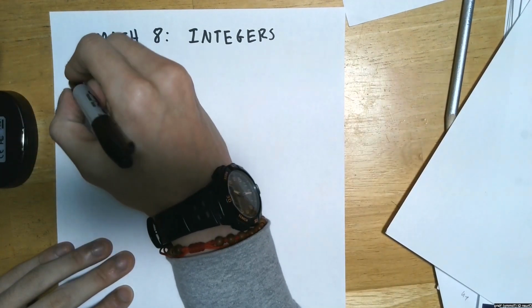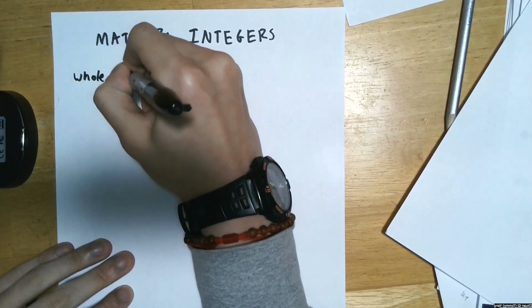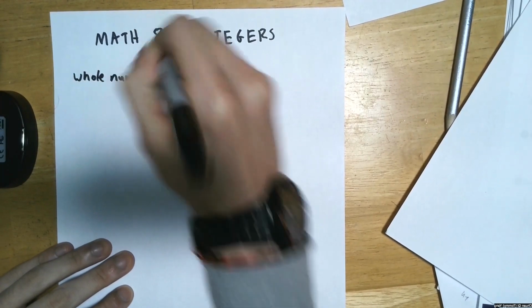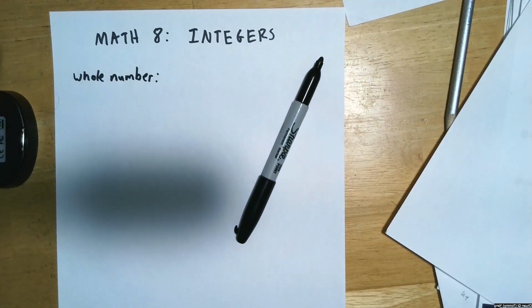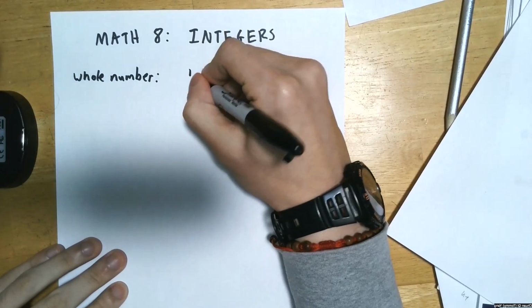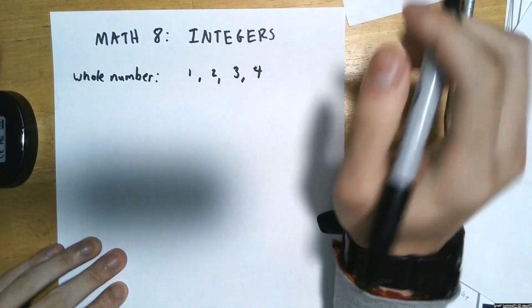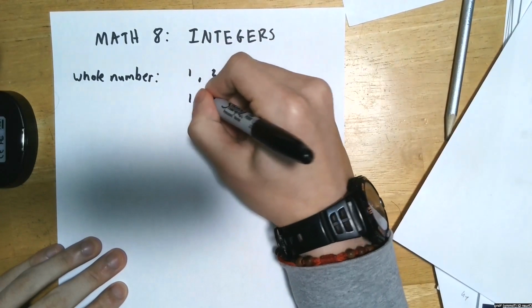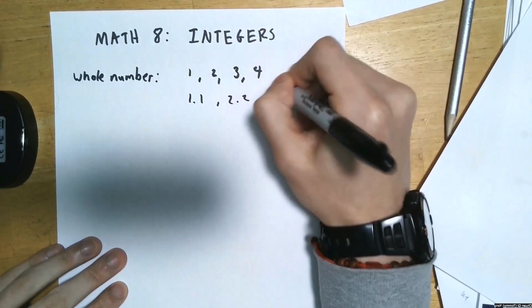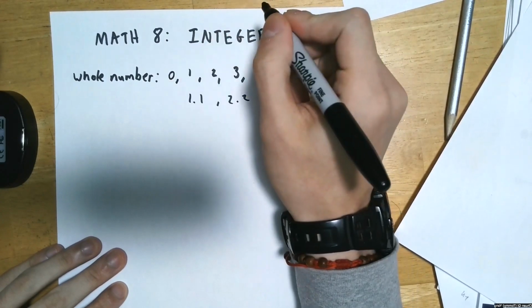So we can first contrast this with what is a whole number. For those of you who don't know, a whole number is any number that is positive, including zero, and it is not including decimals. So an example would be 1, 2, 3, 4, any sort of counting numbers. And this is not including something decimal. So you wouldn't count 1.1, 2.2, or whatever as a whole number. However, you would also include 0 as part of the whole numbers.